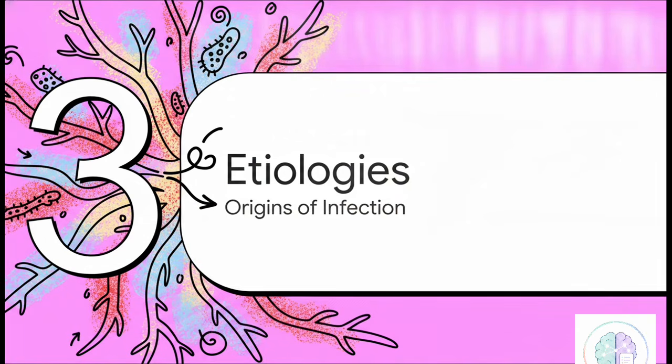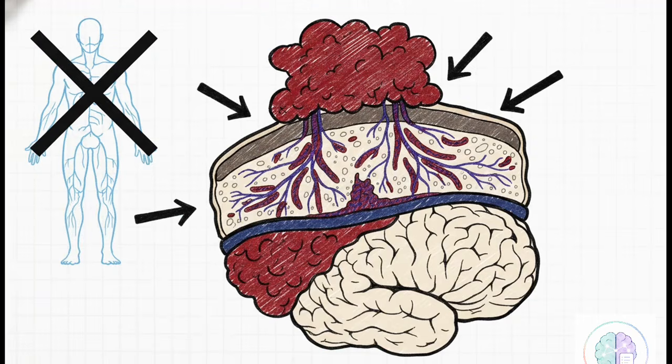All right, part 3, etiologies and origins. The crucial point here is understanding exactly where this infection starts before it ever reaches that subdural space. These infections rarely just appear out of nowhere. The infection typically reaches the intracranial compartment through the direct extension of a local nearby infection. It's actually very rarely the result of generalized septicemia.